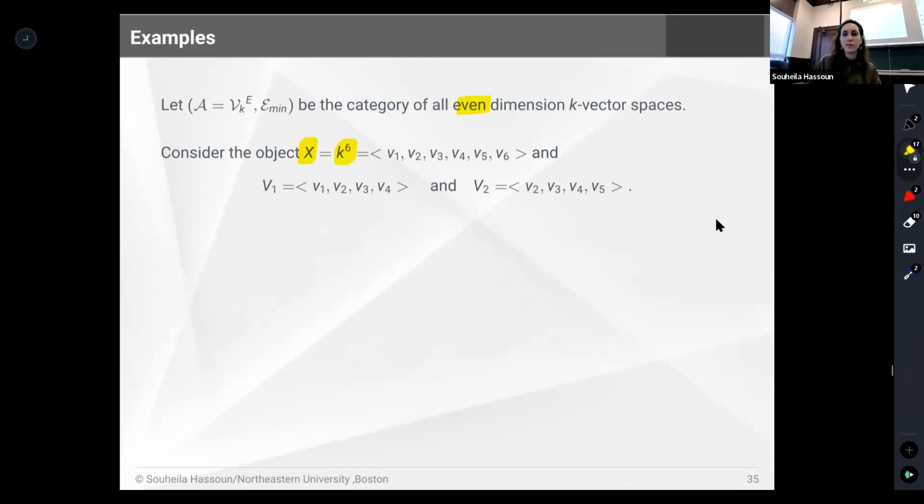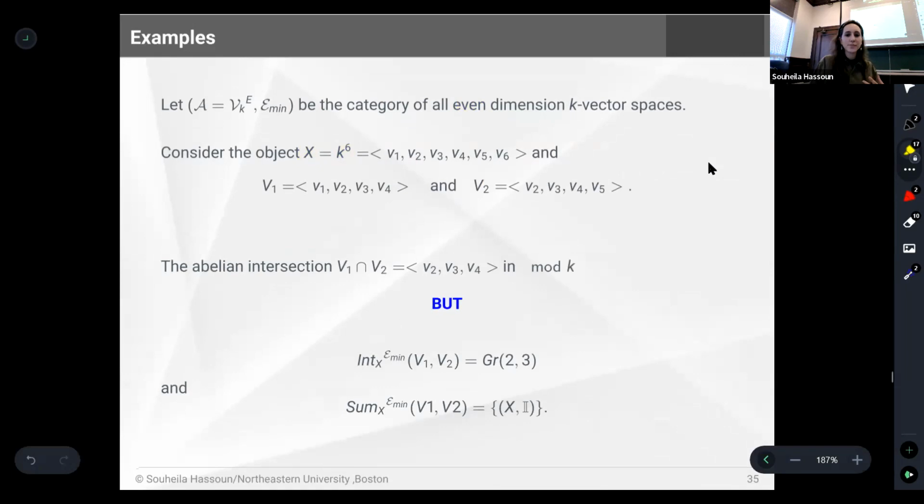And let's say these are the generators. And I take these two sub-vector spaces. So you see, I take V1, V2, V3, V4, and then I change the second one, but both have dimension 4, which is even. And now we want, in this exact category, to find the new intersection, as we just defined, and the sum.